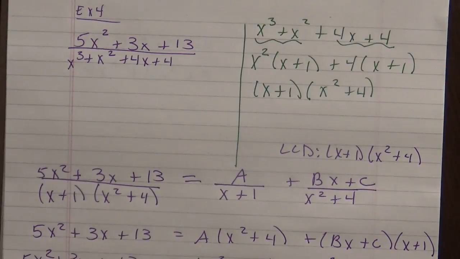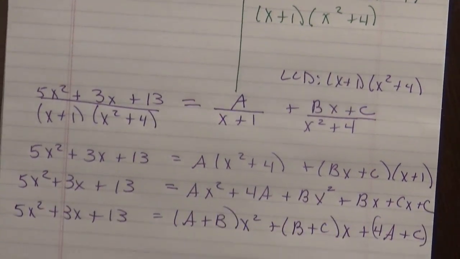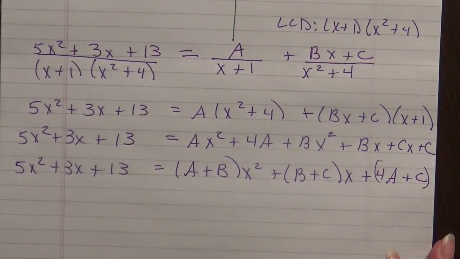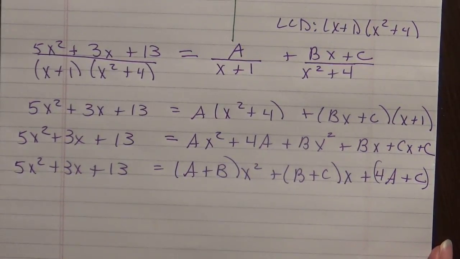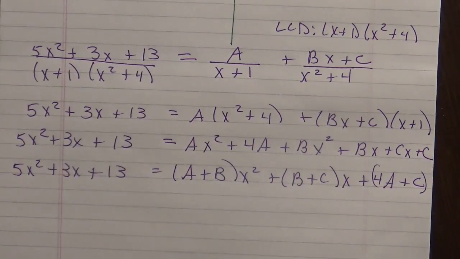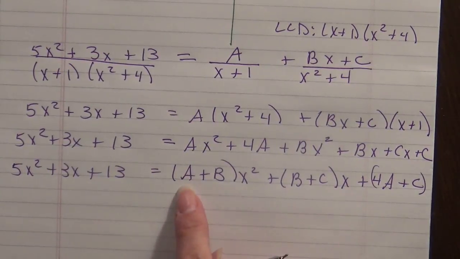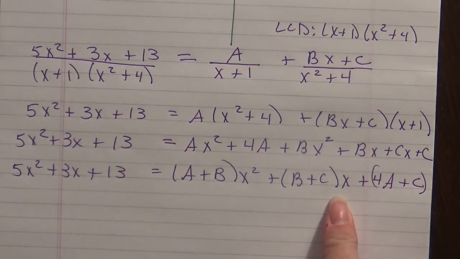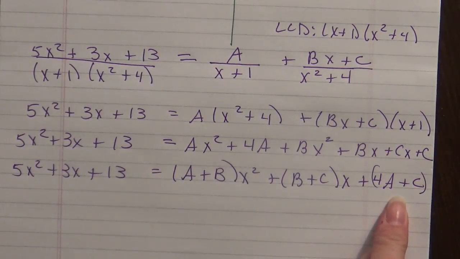Now I can set up my system of equations. I'm sorry, I ran off my screen there. So let me leave that there for a moment while you look at what I've done. So I'm left on the right side, the quantity a plus b times x squared plus the quantity b plus c times x plus my constant is 4a plus c.